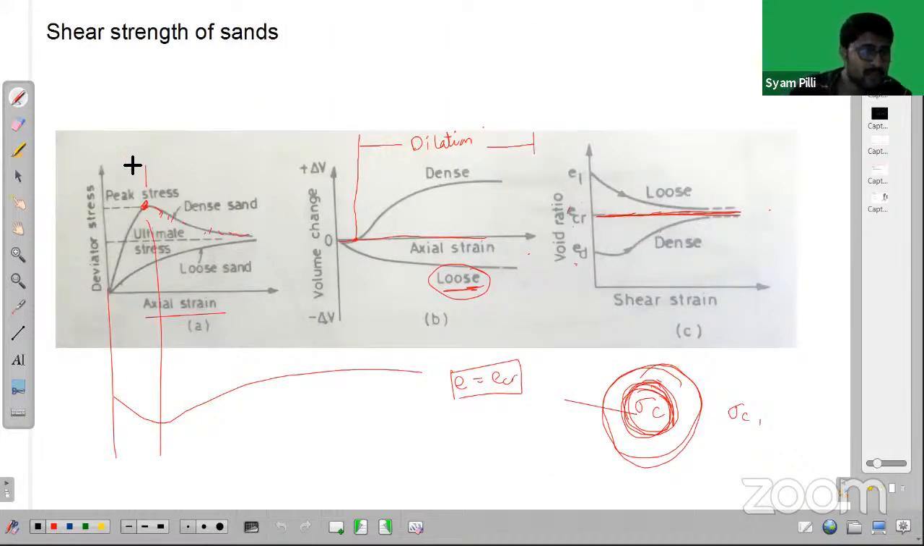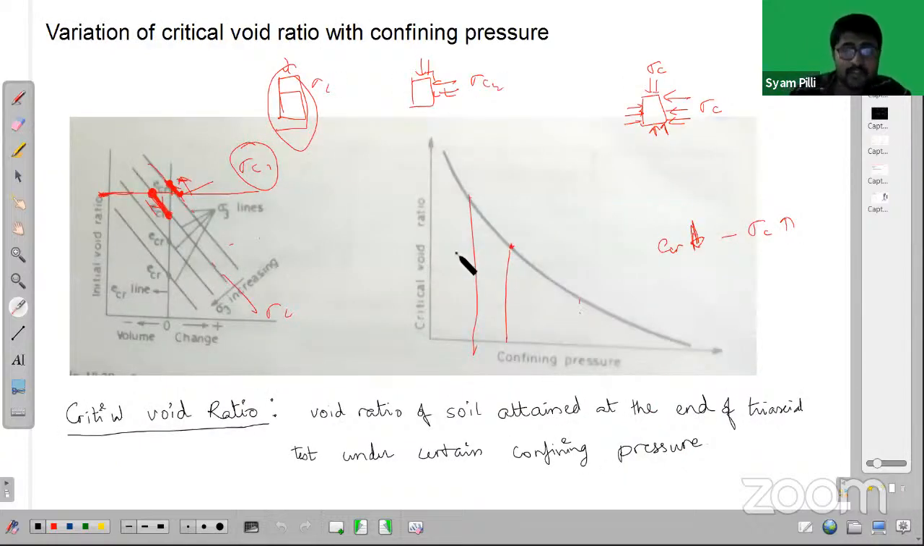That means this is related to the soil, and this is related to the confining pressure. Moreover, critical void ratio is related to confining pressure. So this critical void ratio is not the same for all confining pressures. It depends on the stress at which we are load testing. If we test at a lower pressure, the critical void ratio is higher, and at a higher pressure, the critical void ratio is lower.